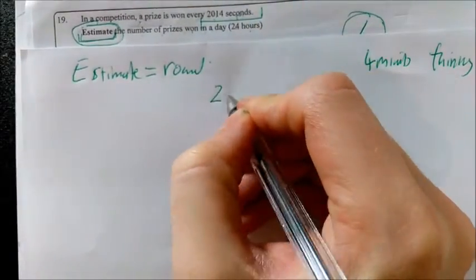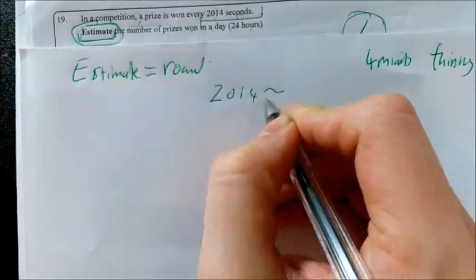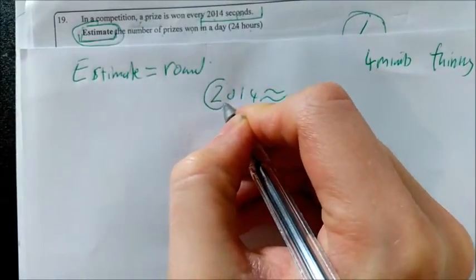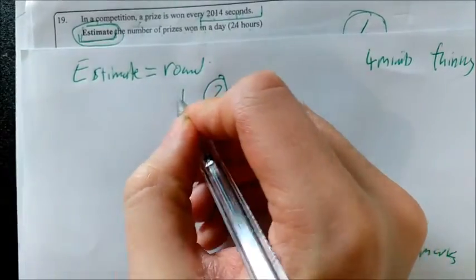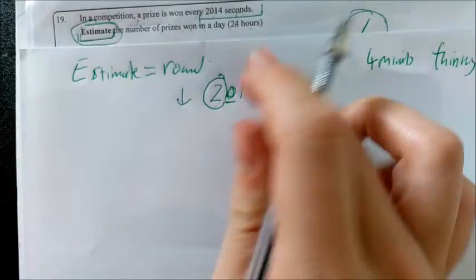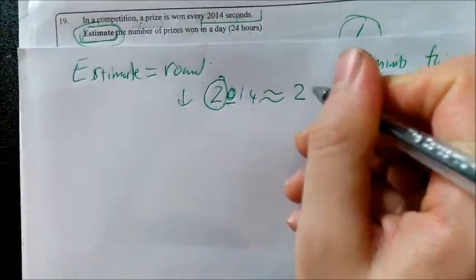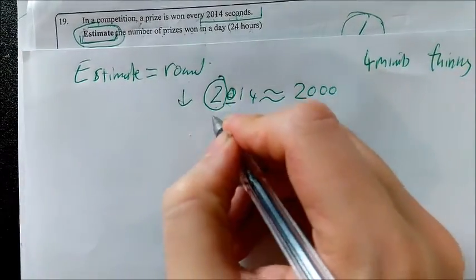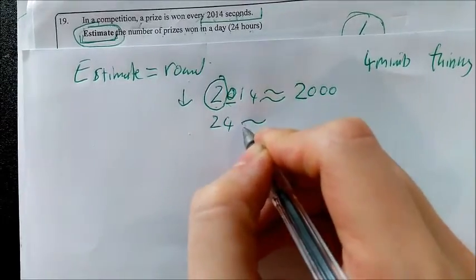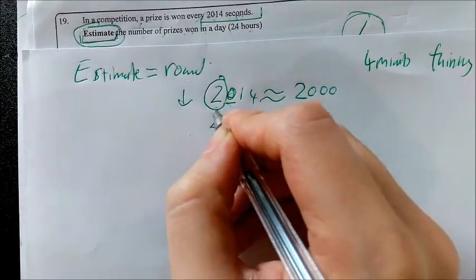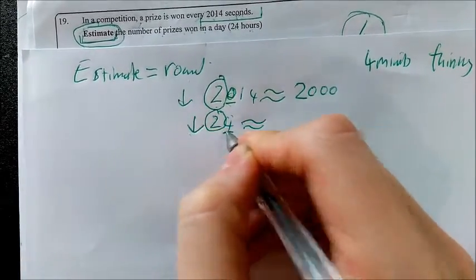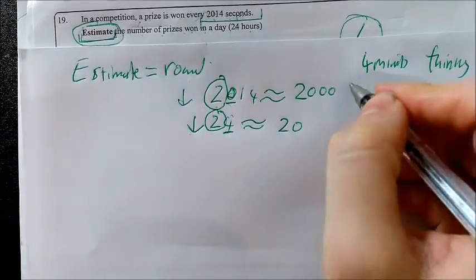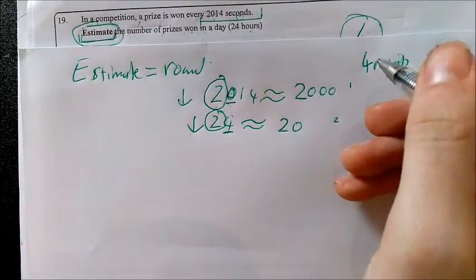So for this one here, estimate means I need to round all the numbers in my question to one significant figure. My first significant figure is the 2. The next number underneath is 0, so I'm going to round down because 0 is less than 5. So this would round to 2,000. I'm going to round 24 to one significant figure. So I look at my 2, I look at the 4 in the column underneath, and I'm going to round down because 4 is less than 5, so I've got 20. That's 1 mark. That's 2 marks. This is a 4-mark question.